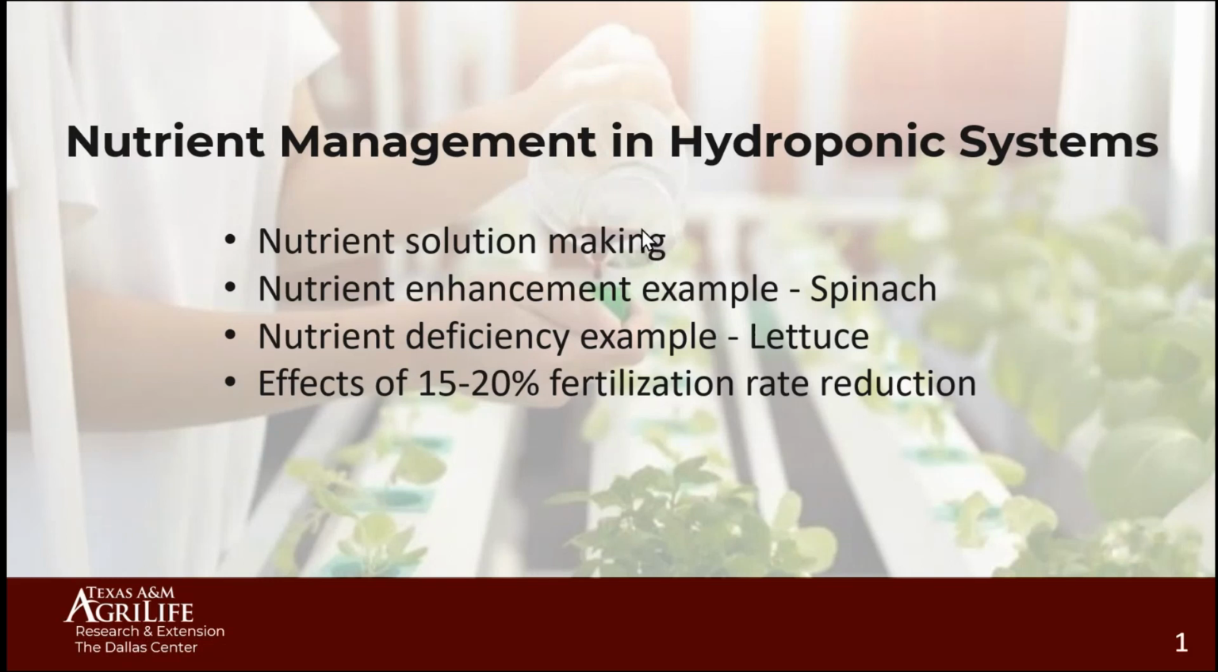So today, I will mention the nutrient solution making and also include some examples about nutrient enhancement in spinach DWC system, and also nutrient deficiency examples in lettuce and basil in DWC system. And also another example: if we reduce the fertilization rate by 15 to 20%, we want to see if it will affect the yield of lettuce.